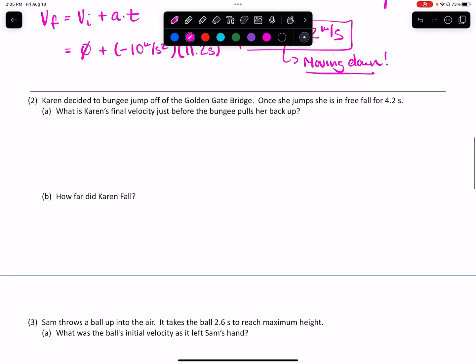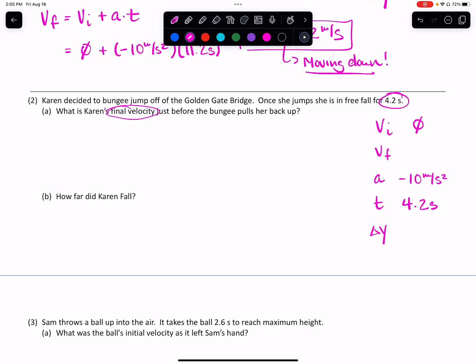Karen decides to bungee jump off the Golden Gate Bridge. Once she jumps, she is in free fall for 4.2 seconds. What is Karen's final velocity just before the bungee pulls her back up? So we've got V initial, V final, acceleration, time, change in position. Our initial velocity is going to be 0 because she's standing on the bridge. The acceleration will be negative 10 meters per second squared because of gravity, and she falls for 4.2 seconds.